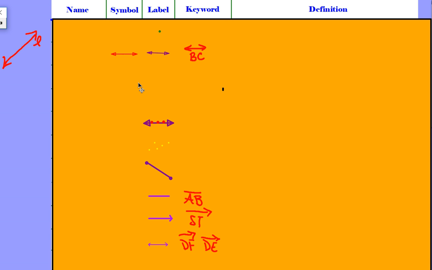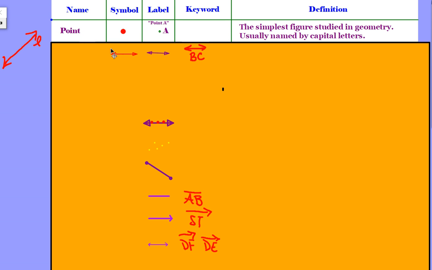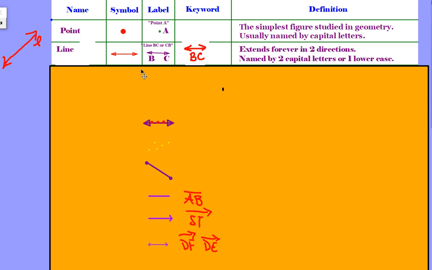First and foremost, let's talk about the three undefined terms of geometry one more time. They are points, lines, and planes. Technically they are undefined, they don't have formal definitions, but there's at least something that we can give them in terms of a description. For a point, our symbol is just a dot. We would classify it as point A, and we think of it as the simplest figure studied in geometry.